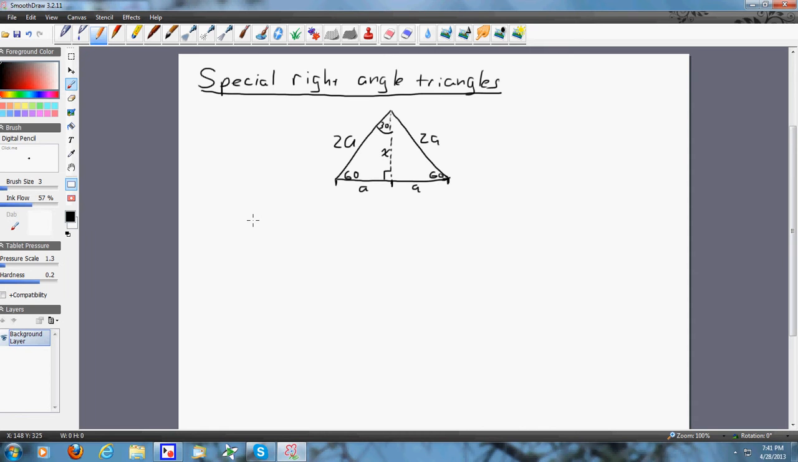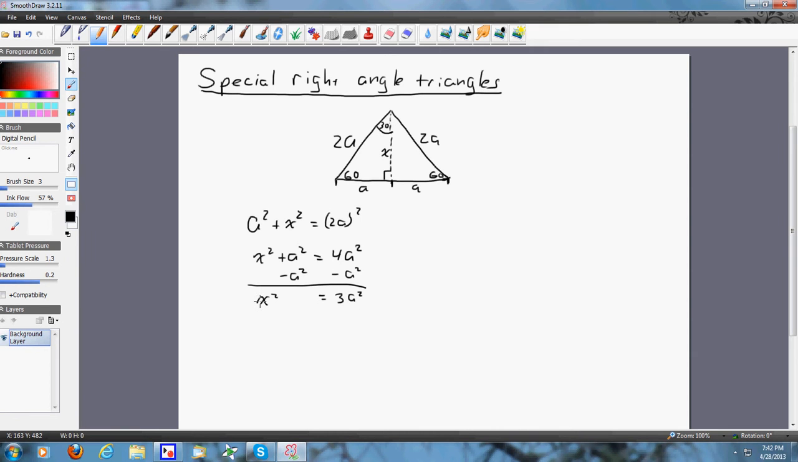So if I did the Pythagorean theorem, I'd get a squared plus x squared equals (2a) squared. Now I want you to be careful because it's the whole quantity 2a. It's not just 2a squared, it's the quantity of 2a, squared. So when I do that, I'm going to use the commutative property here. I'm going to say x squared plus a squared is equal to 4a squared. And I'm going to subtract a squared from both sides. And that gives me that x squared equals 3a squared.